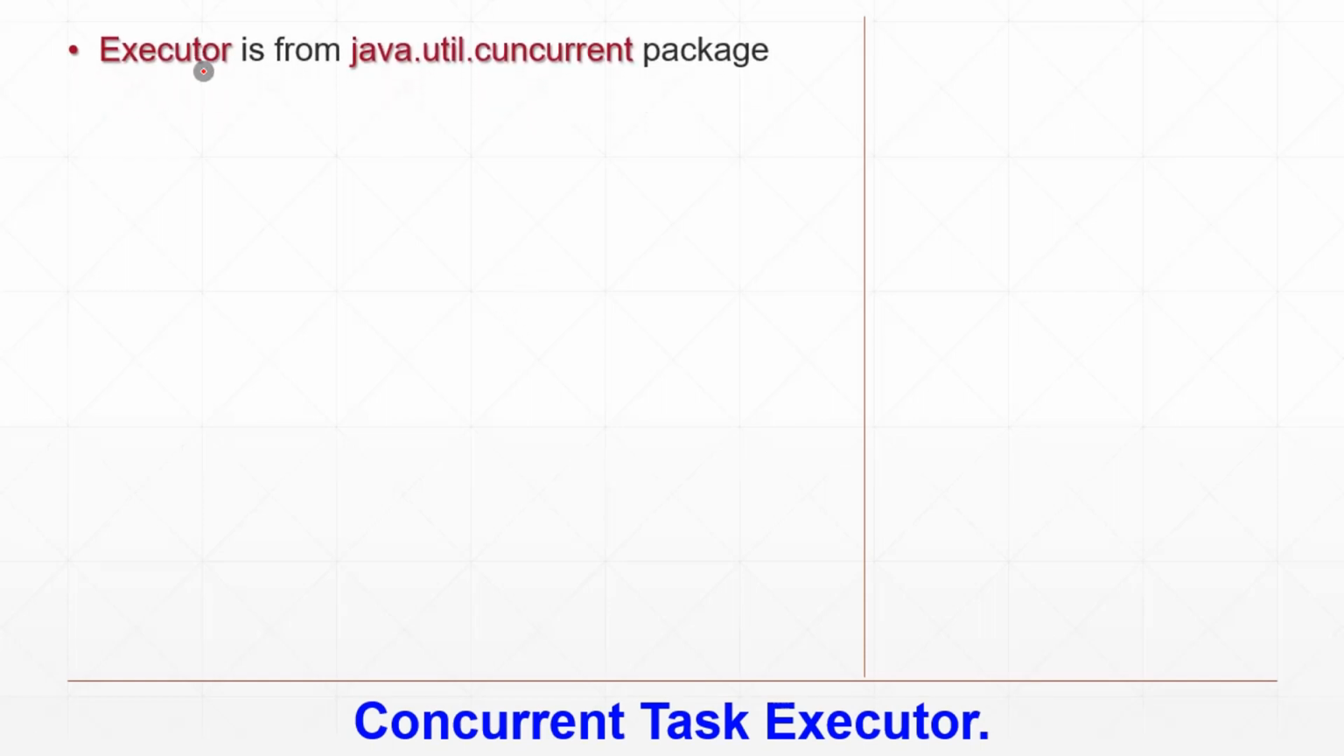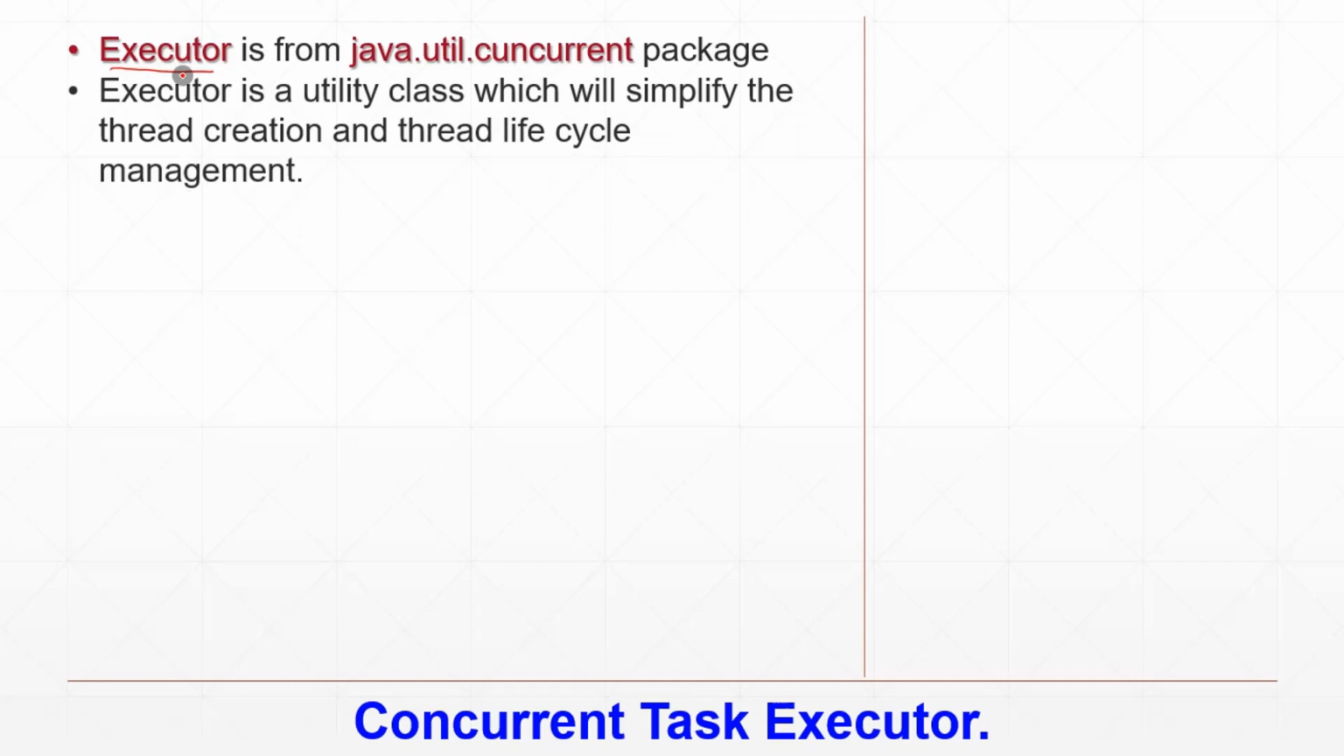So executor is from the java.util.concurrent package. The executor will be useful to execute the task. Executor is a utility class which will simplify the thread creation and thread lifecycle management. So that's the advantage of using the executor. You can avoid the overhead of thread creation and maintaining the lifecycle of the thread.